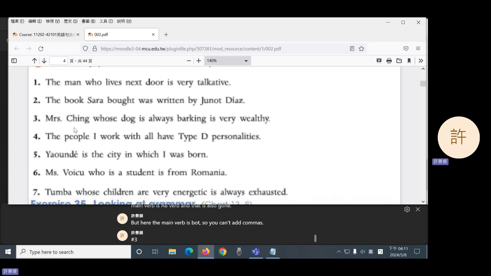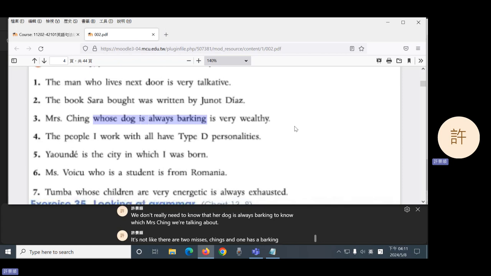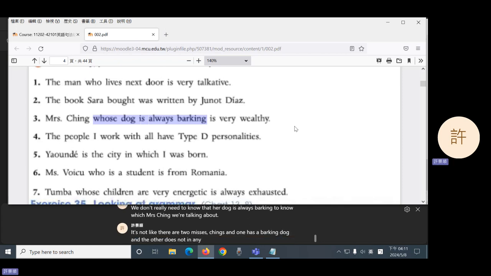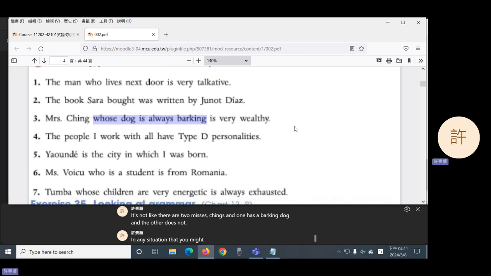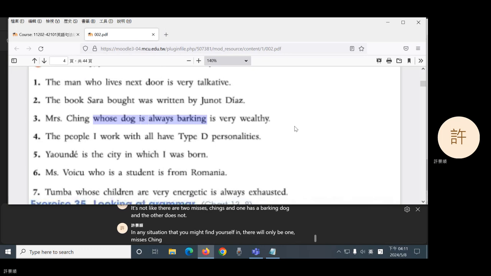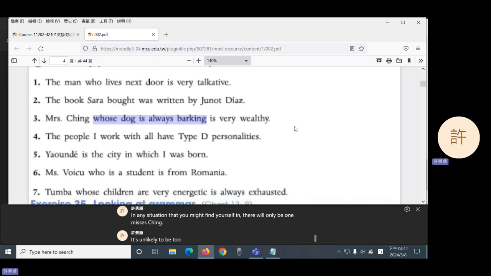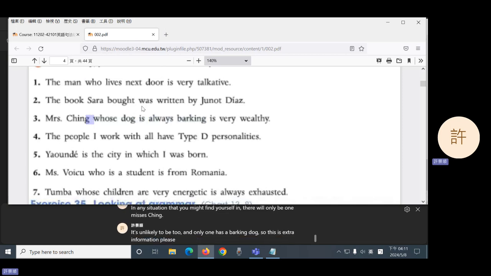Number three, Mrs. Ching, comma, whose dog is always barking, comma, is very wealthy. We don't really need to know that her dog is always barking to know which Mrs. Ching we're talking about. It's not like there are two Mrs. Chings and one has a barking dog and the other does not. In any situation that you might find yourself in, there will only be one Mrs. Ching. It's unlikely to be two and only one has a barking dog. So this is extra information. Please add the two commas.